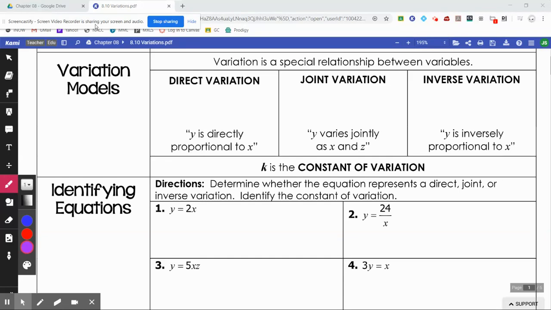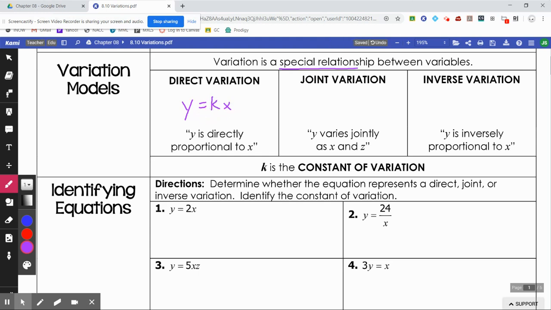Okay, in this lesson, we're going to be talking about different types of variations. Now, variation is just a special relationship between variables. We've seen these in the past, they just have special names. A direct variation, general form is y equals kx.